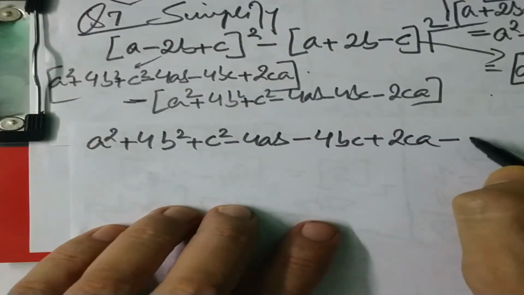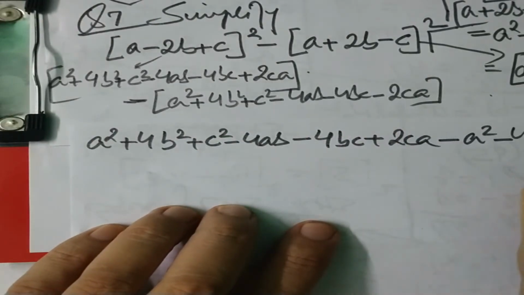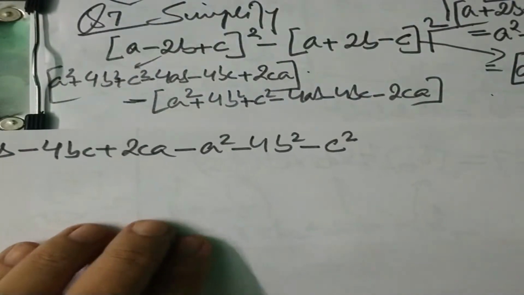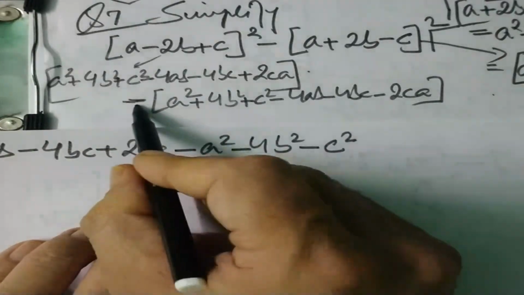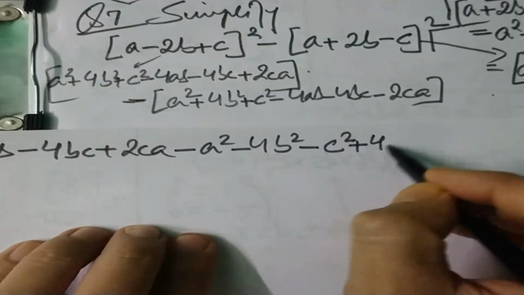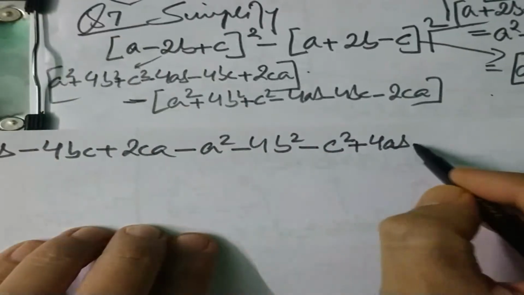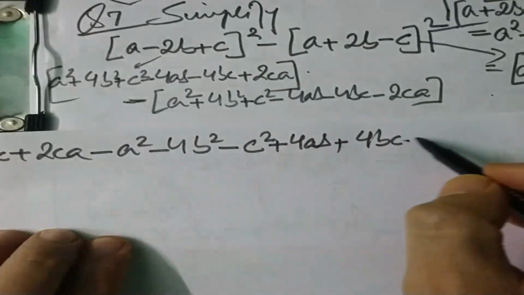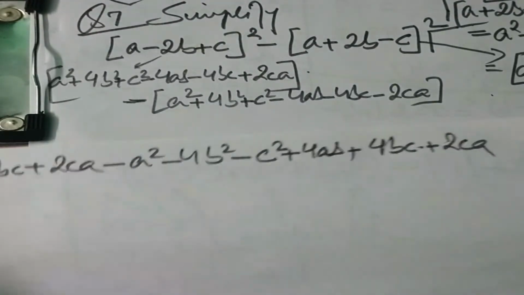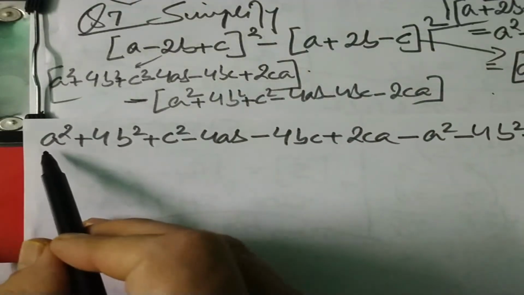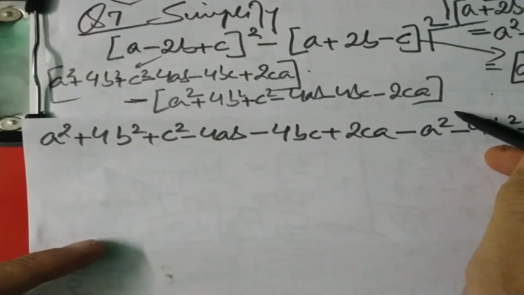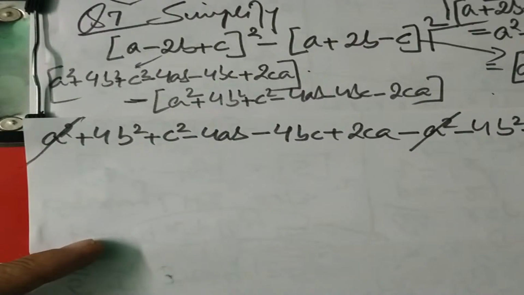open the bracket. So minus a square minus 4b square minus c square, then minus and minus will become plus 4ab, minus and minus will become plus 4bc, and minus will become plus 2ca. So it becomes a long expression where the like terms, now this is a square, there is a square here, plus this is a square, this will subtract, it will become 0.